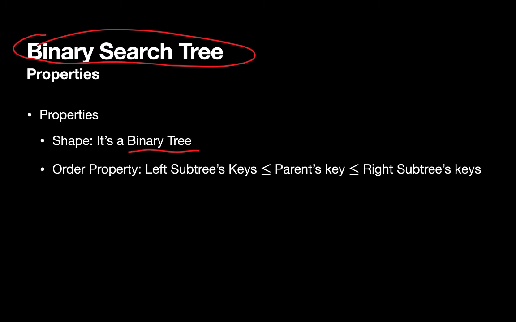And then there was an order property. This is a little bit more precise than the order property that we had with heaps. This is about the relationship between a node's key and all of the keys in its left child and all of the keys in its right child. The idea here is that a particular node, which I'm going to refer to as the parent, will have a left subtree and a right subtree connected off of it. Everything in the left subtree has keys that we would consider to come before the parent's key. Everything in the right subtree has keys that we would consider to come after the parent's key.